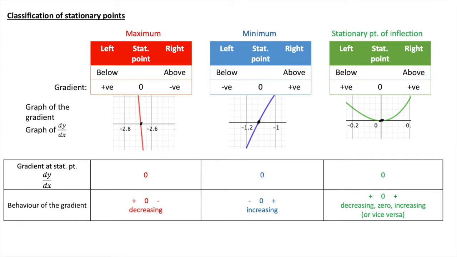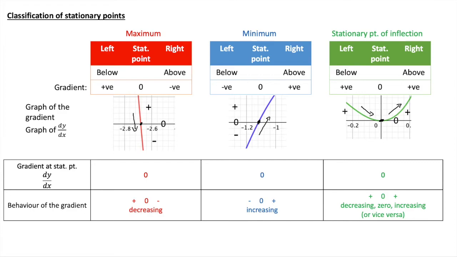The behavior of the gradient for the maximum is decreasing, going from positive to 0 to negative. For the minimum, the gradient is increasing, going from negative to 0 to positive. For the stationary point of inflection, it is decreasing to 0 and then increasing. So it's positive, 0, positive, and remember this could be vice versa if the stationary point of inflection were the other way up.